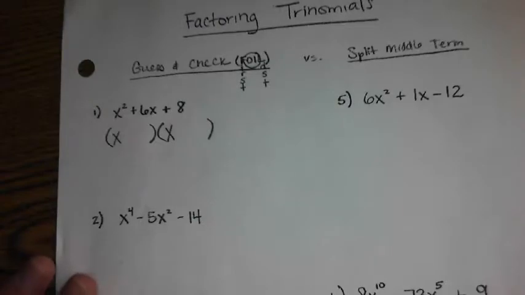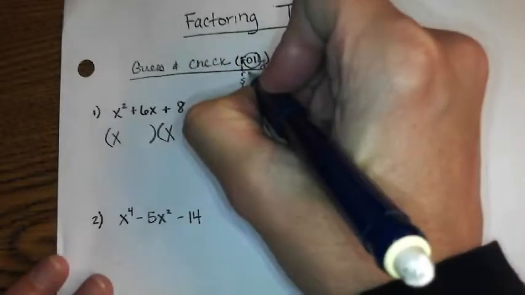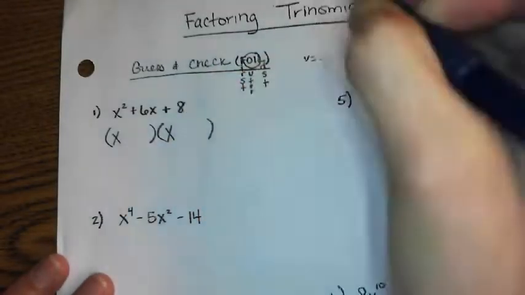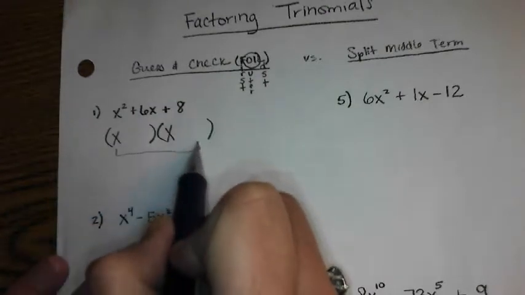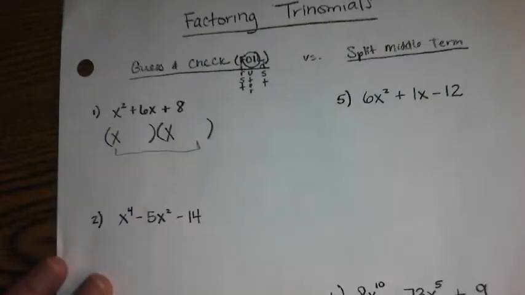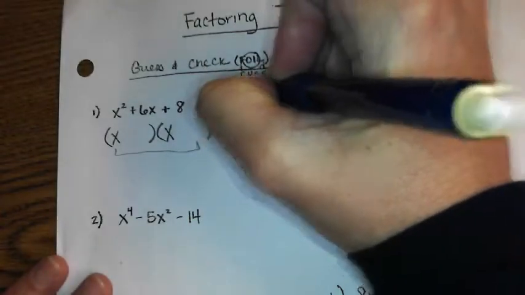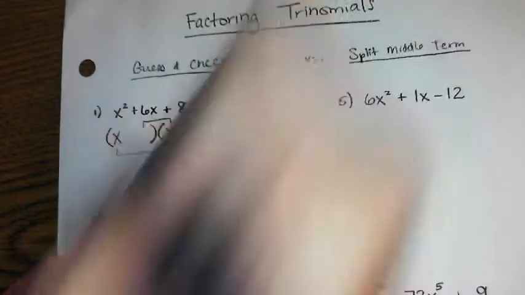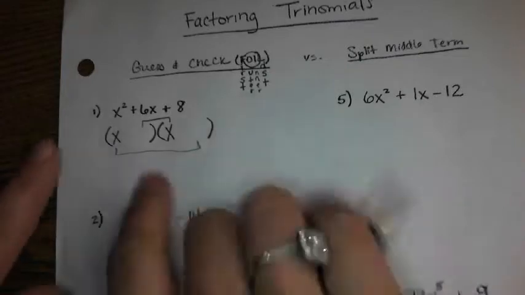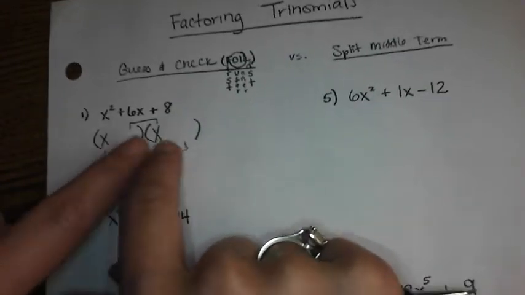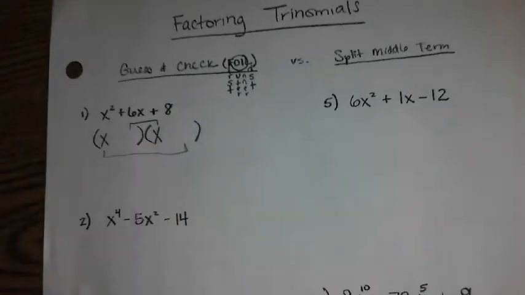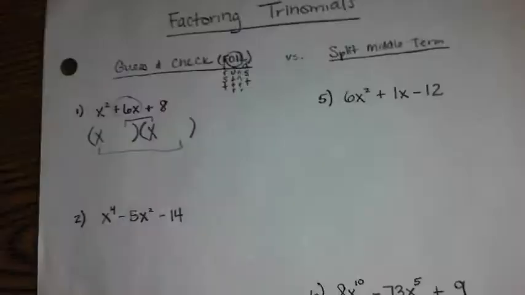Does anybody know what the O stands for? Outer. And outer would mean those two terms. And the I stands for inner, which would be the inner two terms. When you multiply the outer two terms and the inner two terms, they need to combine to be the 6.